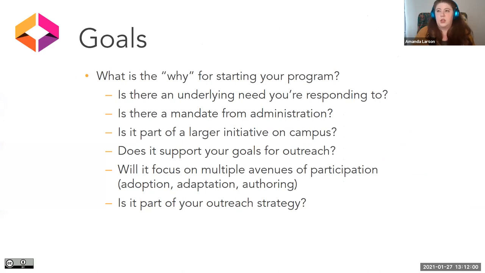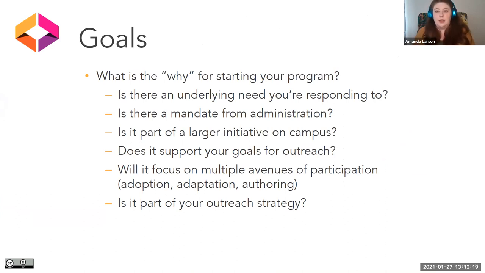And we're going to start with goals. So I was thinking about, when I looked at these slides again this year, getting ready for this talk, what were some of the things that were missing from the conversation? And I think that we didn't spend a lot of time thinking about what's the why for your program? What's the impetus for making this happen?